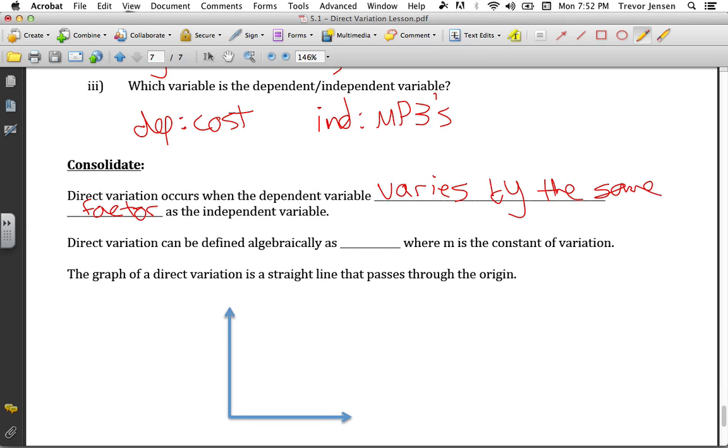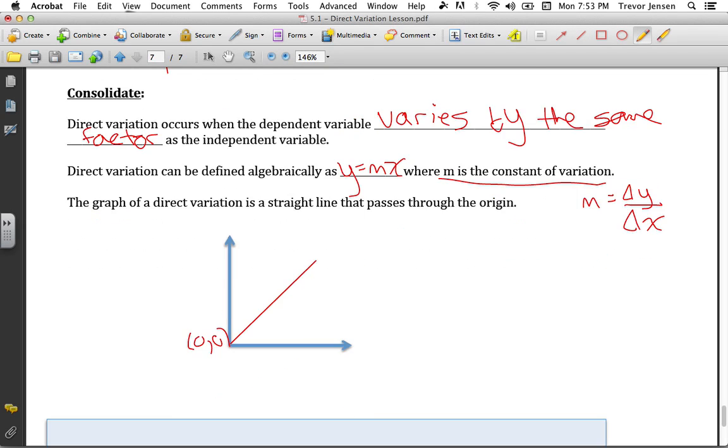Okay? A direct variation can be defined algebraically as, we know the equation is y equals mx, and we know that y is the dependent variable, x is the independent variable, and m is our constant of variation. M is the constant of variation. And we calculate that by figuring out the change in the dependent variable divided by the change in the independent variable. And the graph of a direct variation is a straight line that passes through the origin, so it'll always look something like this, a straight line that goes right through the origin right there at 0, 0. Okay. And that's it for a direct variation.